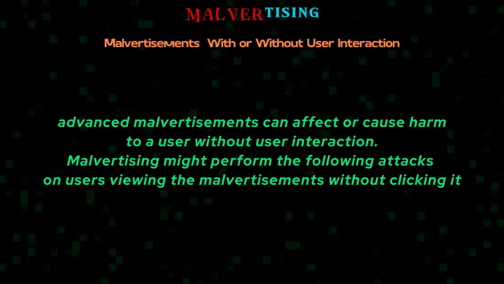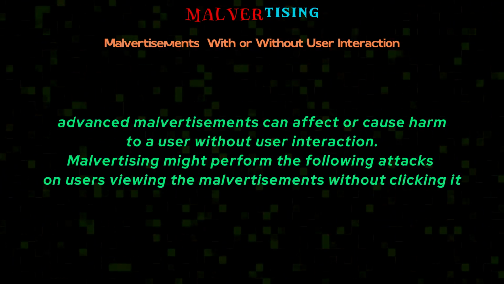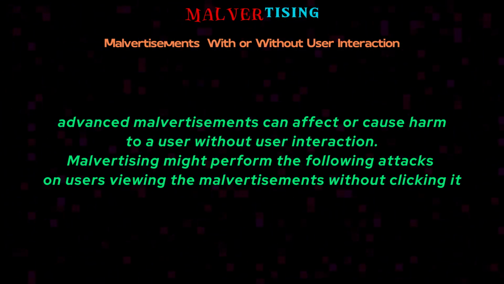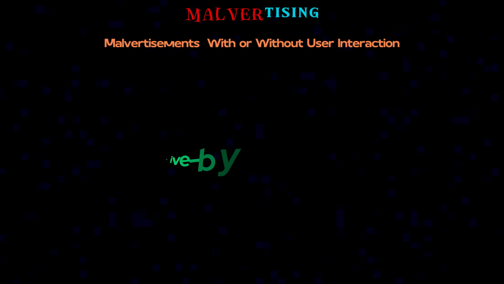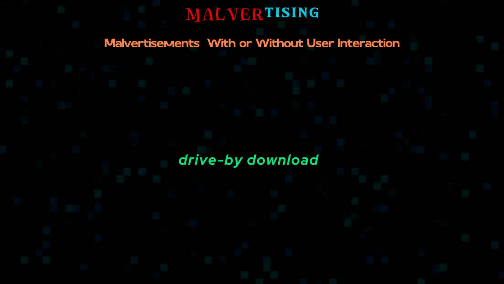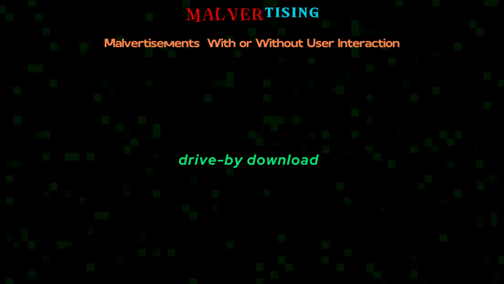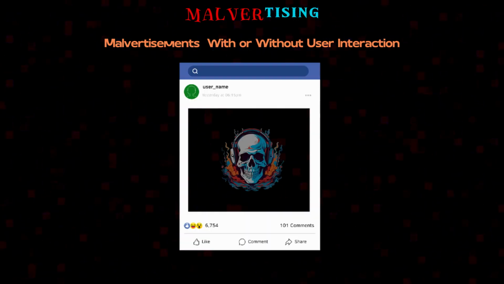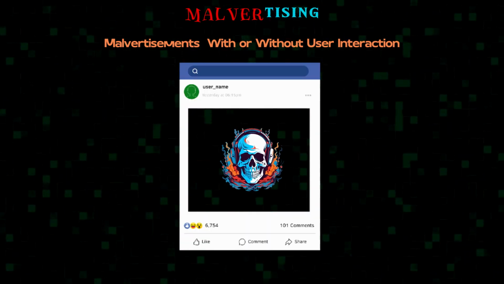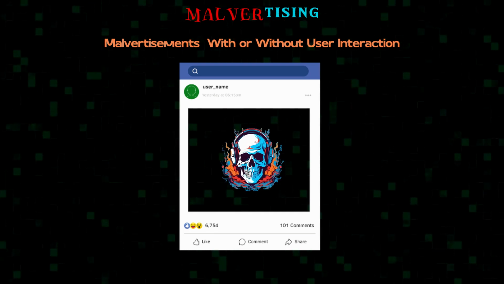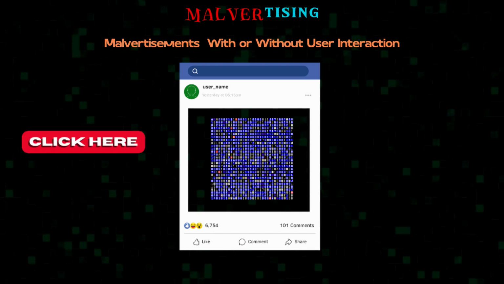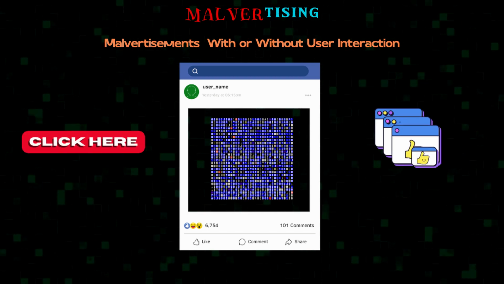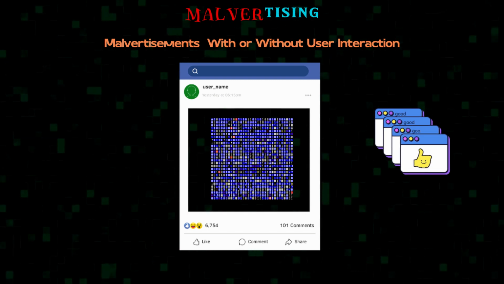Some advanced malvertisements can cause harm to a user without user interaction. Malvertising might perform the following attacks on users viewing the malvertisements without clicking on them. A drive-by download installation of malware or adware on the computer of a user viewing the ad. This type of attack is usually made possible due to browser vulnerabilities. Force redirect of the browser to a malicious site. Displaying unwanted advertising, malicious content, or pop-ups beyond the ads legitimately displayed by the ad network. This is done by executing JavaScript.